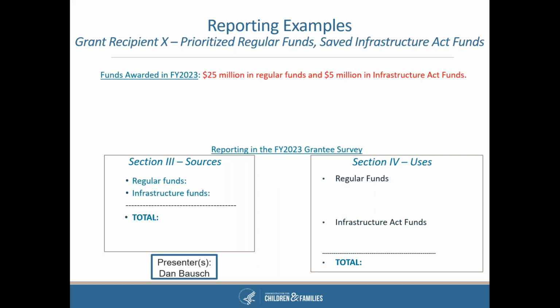So first, we're going to look at grant recipient X. Let's say they were awarded $25 million in regular non-supplemental funds and $5 million in the IIJA funds, or the infrastructure funds. So that's a total of $30 million. So under sources in the bottom left, we would put $25 million in the category for the regular non-supplemental funds, and $5 million on the amount awarded for infrastructure funds. The report in OLDC, like in the spreadsheets, will add up those two amounts and give you the total in the bottom left, which is $30 million.